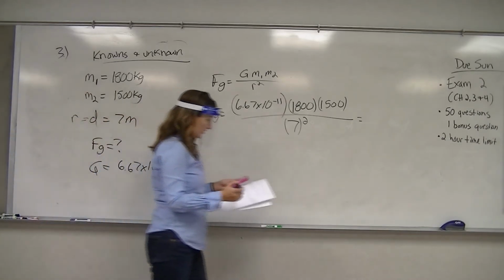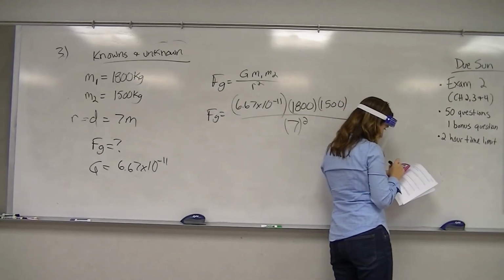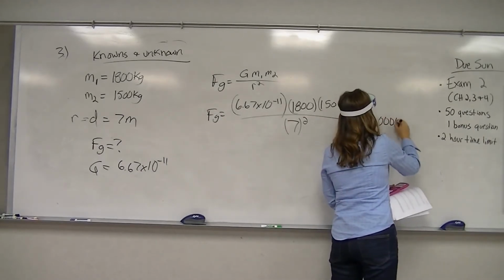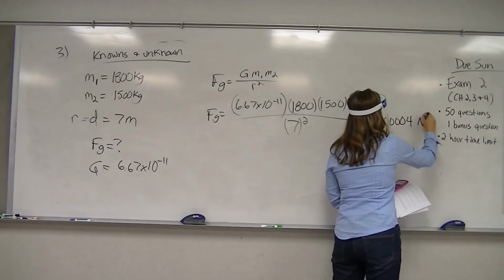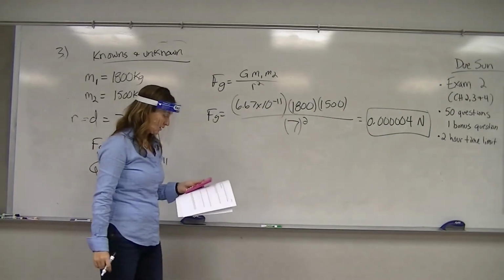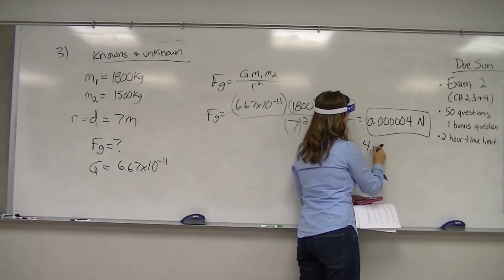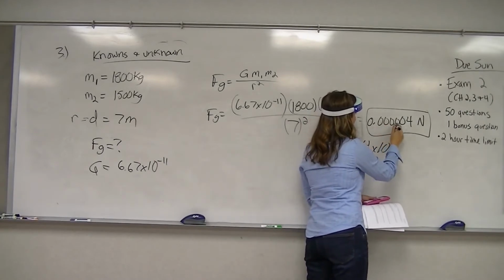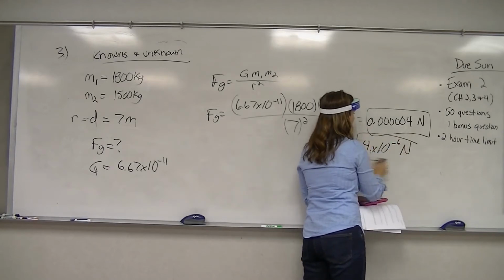And my calculator does not put in scientific notation. So I'll get 1, 2, 3, 4, 5 zeros. And only one sig fig. Units on it are newtons. If your calculator gives it in scientific, it would say 4 times 10 to the negative 6. Both of these are correct answers.